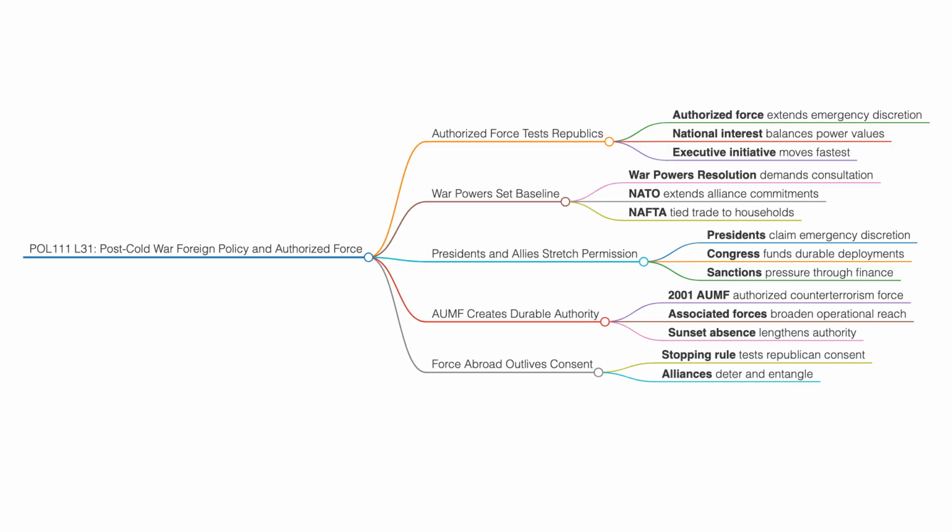The AUMF problem shows this pattern. Congress gave presidents broad authority after 9/11, then struggled for years to reclaim precision because repealing, replacing, or narrowing authority forces members to take a public position on security risk.